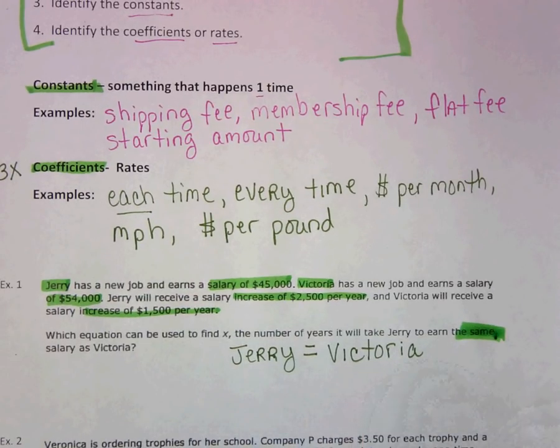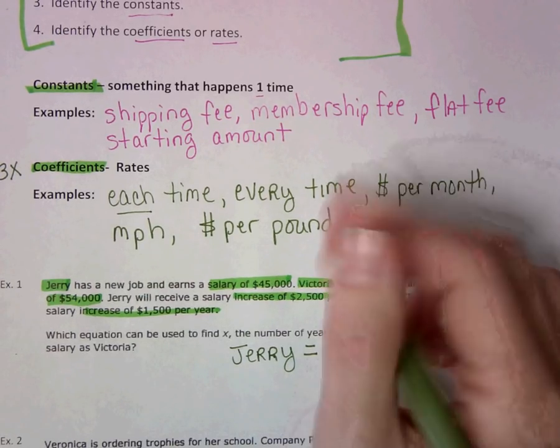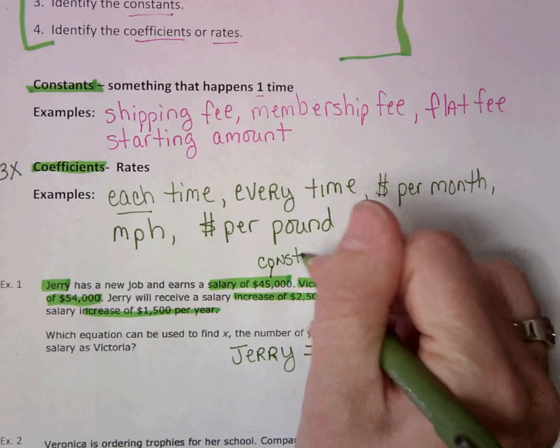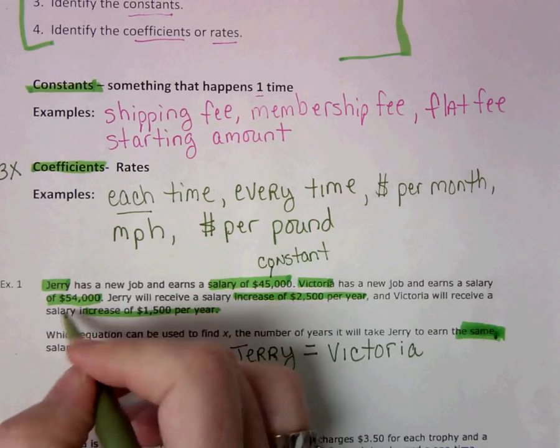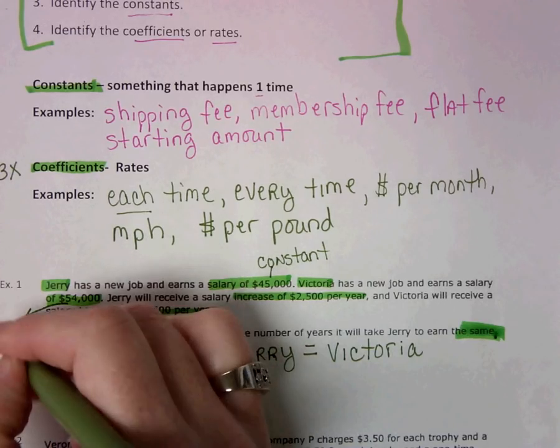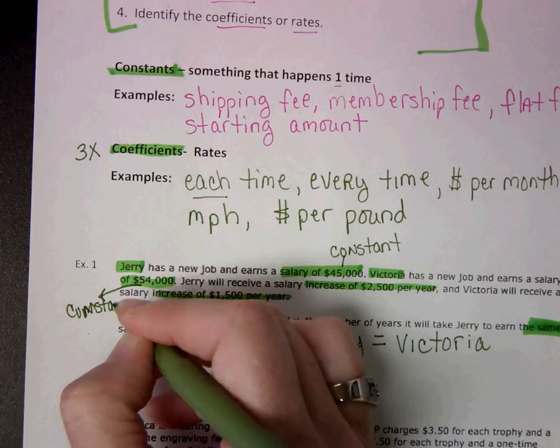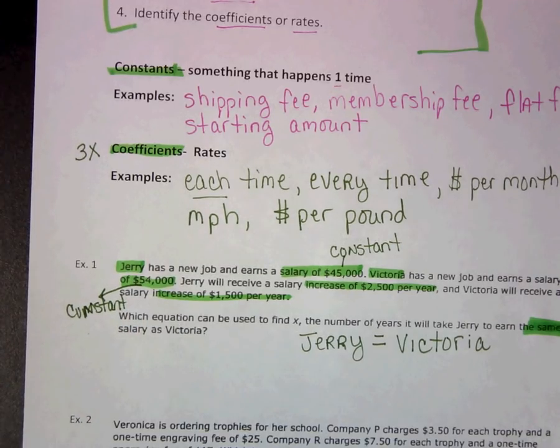And so now what we need to figure out is what are our constants and what are our coefficients. Remember, a constant is a beginning amount, a one-time fee. So this $45,000 for Jerry, that is his constant. And this $54,000, that is Victoria's constant, because that's what they are starting with. It's a one-time amount.